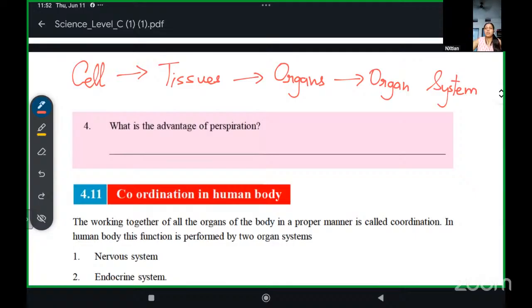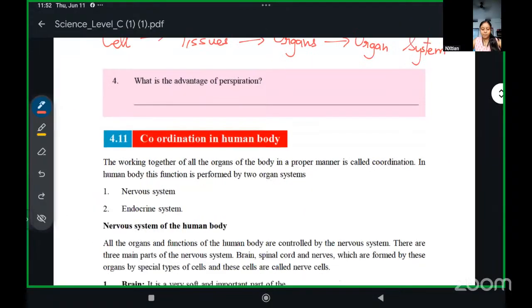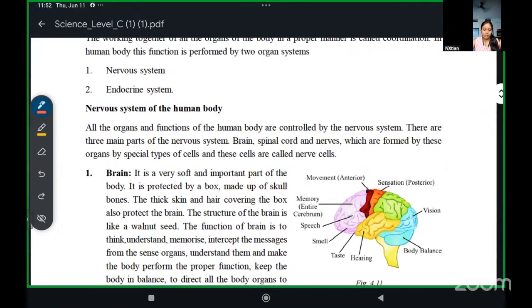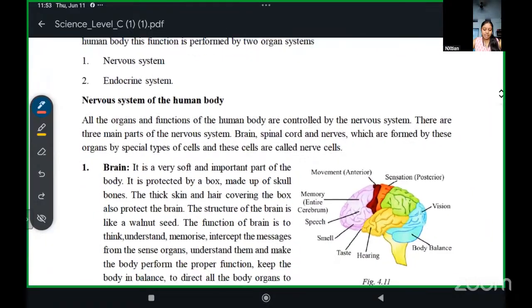Some examples of organ systems are the respiratory system, the circulatory system, the nervous system, the endocrine system, the excretory system, and the digestive system. These are systems in our body made up of organs. Today we will talk about the nervous system and the endocrine system.